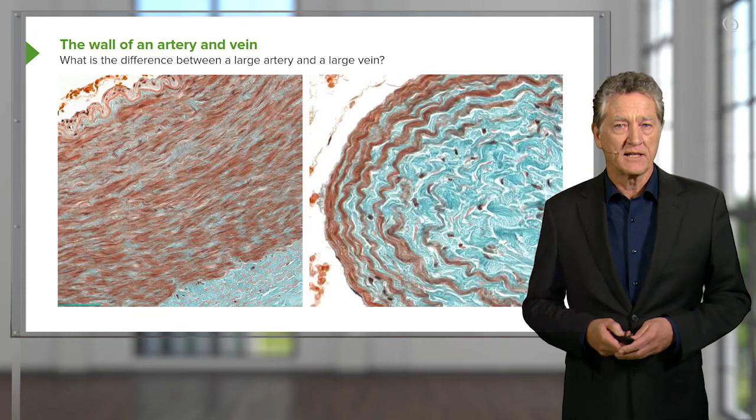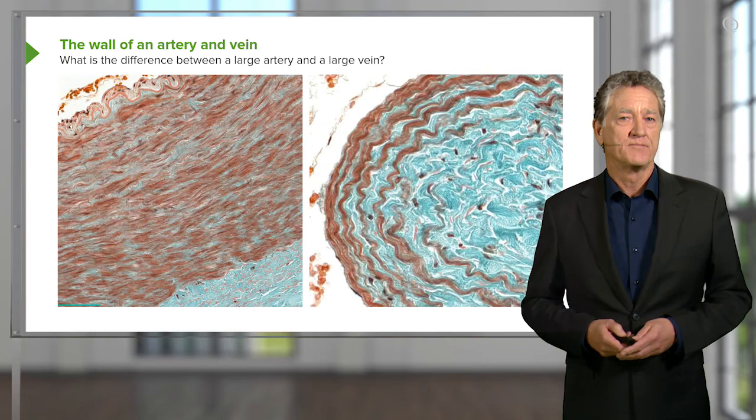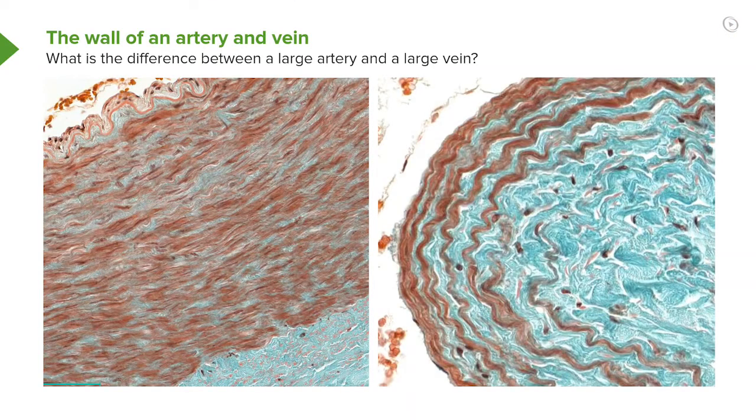Well, what about comparing a large artery with a large vein? On the left-hand side is our normal section of our large artery. Just have a look at it again and make sure you can pick out the tunica media, the tunica adventitia, and the tunica intima. Recall again what is stained smooth muscle and what is stained collagen. But then have a look on the right-hand side. It's a large vein, and the difference is the layer of smooth muscle, the layer of the media, is very thin for the same size vessel.